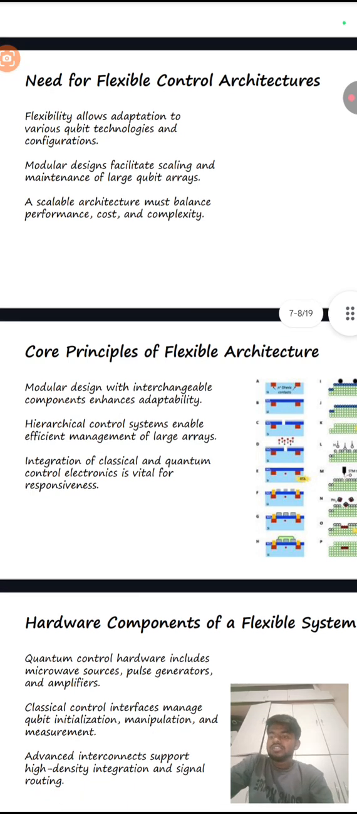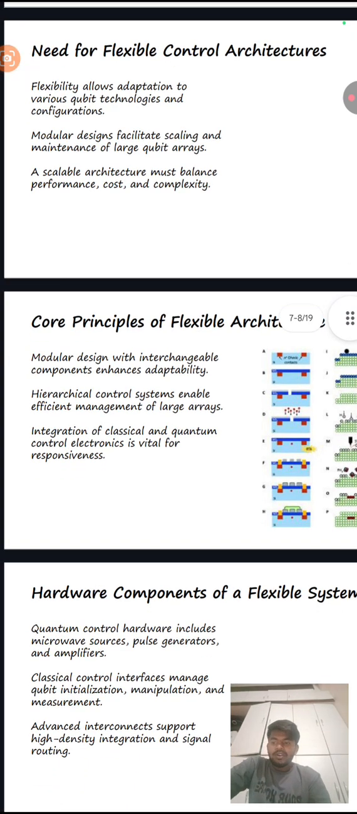Scalability strategies. Hierarchical control network: a tree-like architecture for distributing signals and processing feedback. Crossbar networks allow reconfigurable routing of control signals to qubits. Shared resources scheduling: efficient scheduling algorithms to time-share expensive control hardware.